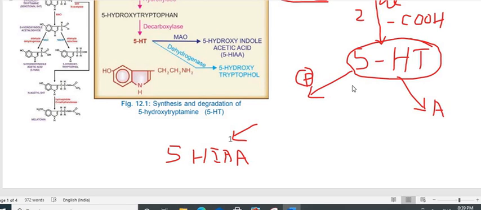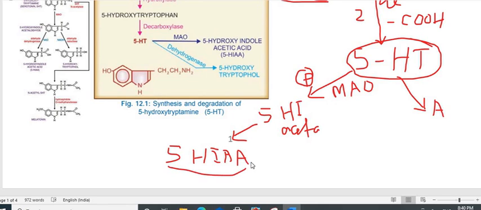In the first step, deamination occurs, and this deamination occurs with the help of the enzyme we are going to call MAO, monoamine oxidase, and therefore it forms 5-hydroxy indole acetaldehyde. And now this acetaldehyde gets converted into the final excretory product that is going to be excreted out through the urine, which is 5-hydroxy indole acetic acid.